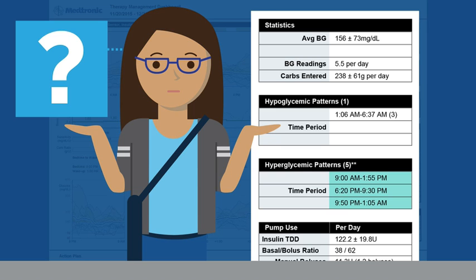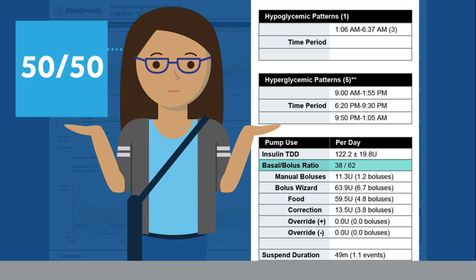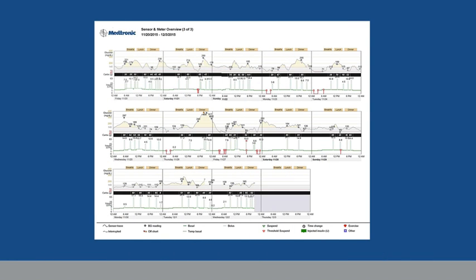Sophia looks down at the basal bolus ratio and is surprised that it isn't closer to the 50-50 distribution she learned from her diabetes educator. She jots down a few notes to discuss with her provider and switches over to another report that has caught her eye, the sensor and meter overview. She flips to page 3 of this report.